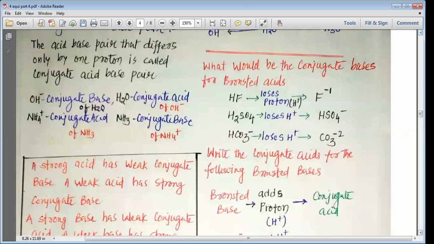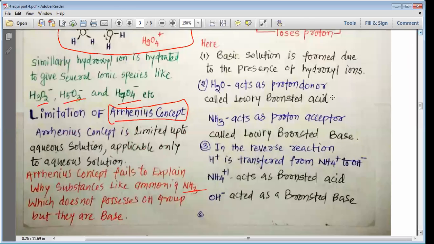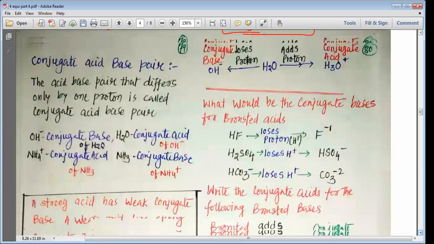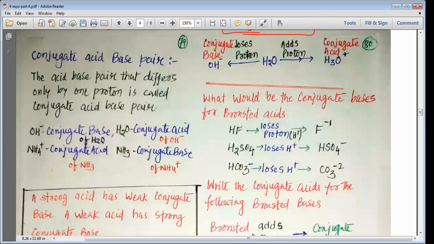So this is how Lowry and Bronsted gave the idea of conjugate acid and conjugate base. From a substance, if we remove H plus, the species that is produced is known as the conjugate base, and to the substance, if we add H plus, the species produced is known as the conjugate acid. So you can see that OH minus is the conjugate base of H2O, and H2O is the conjugate acid of OH minus. NH2 minus is the conjugate base of ammonia, and ammonia is the conjugate base of NH4 plus.